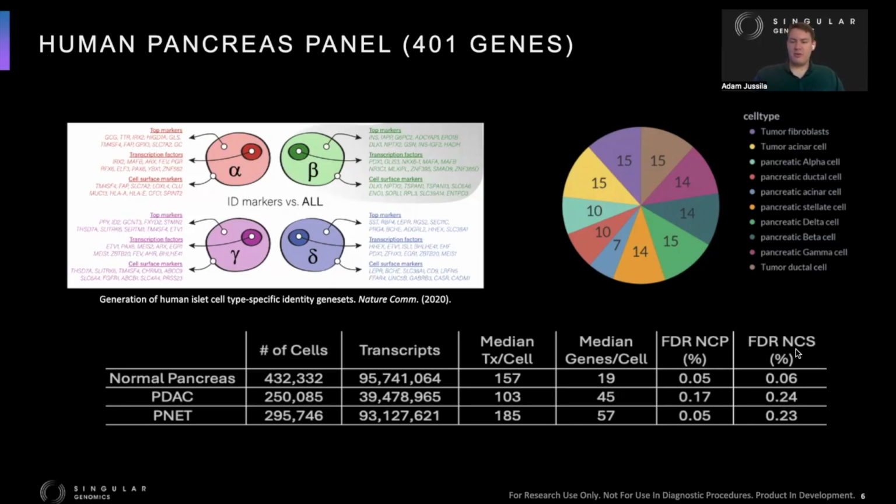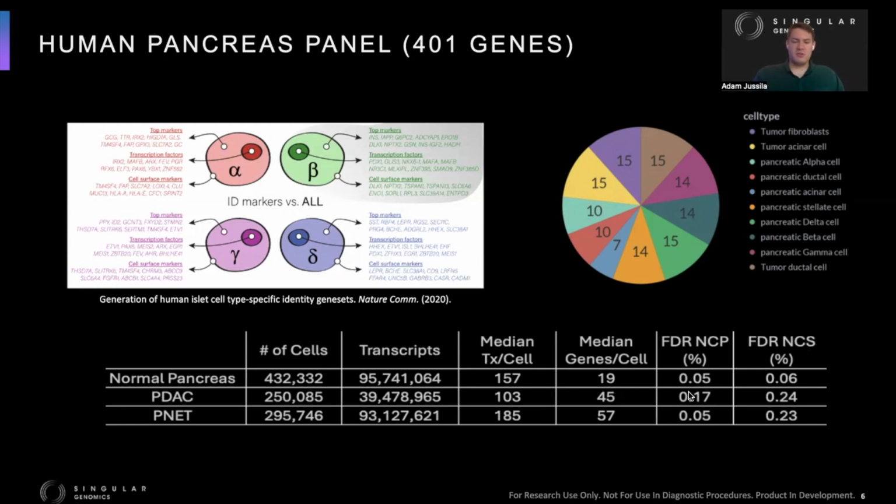Additionally, we have our false discovery rates for NCP or negative control probes, as well as our false discovery rates for NCS or negative control sequences. Negative control probes essentially tell you the off-target binding frequency, and negative control sequences are used to measure a background misidentification rate. We're consistently getting FDRs below 0.5, which is something we're quite happy with.